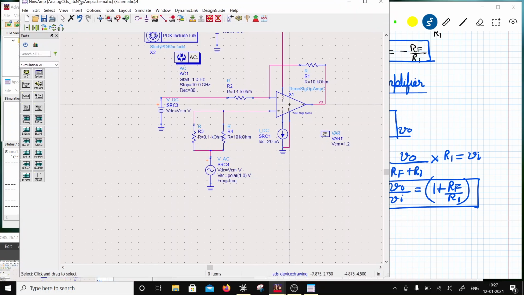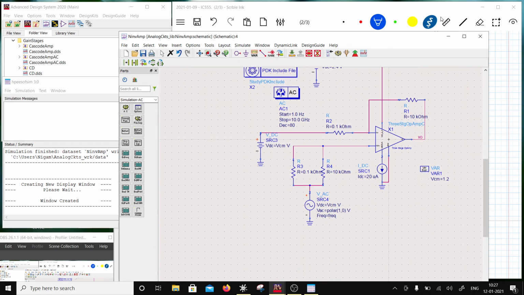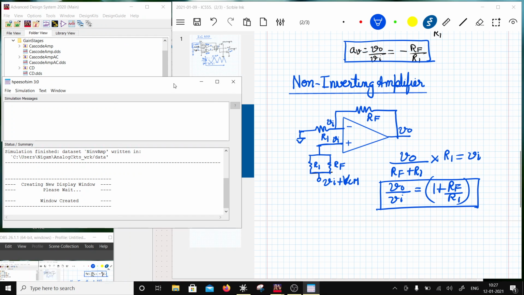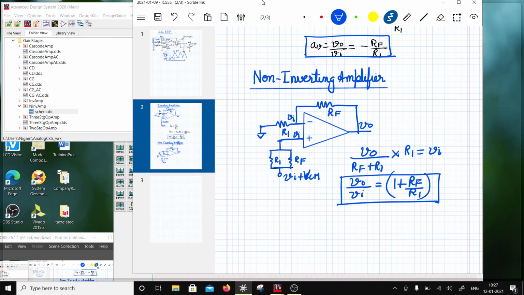Now I want to look at some other circuits. Okay, so these are the gain stages. So let's go back to the drawing board here.